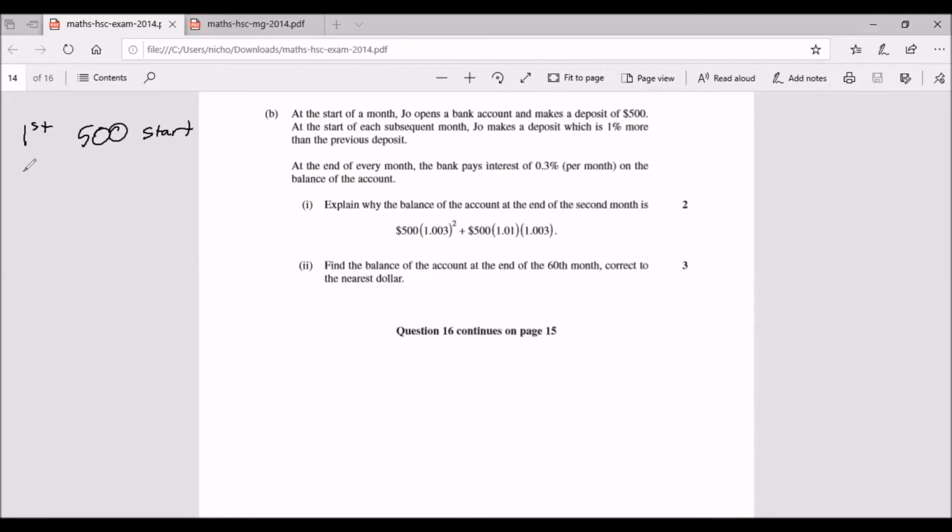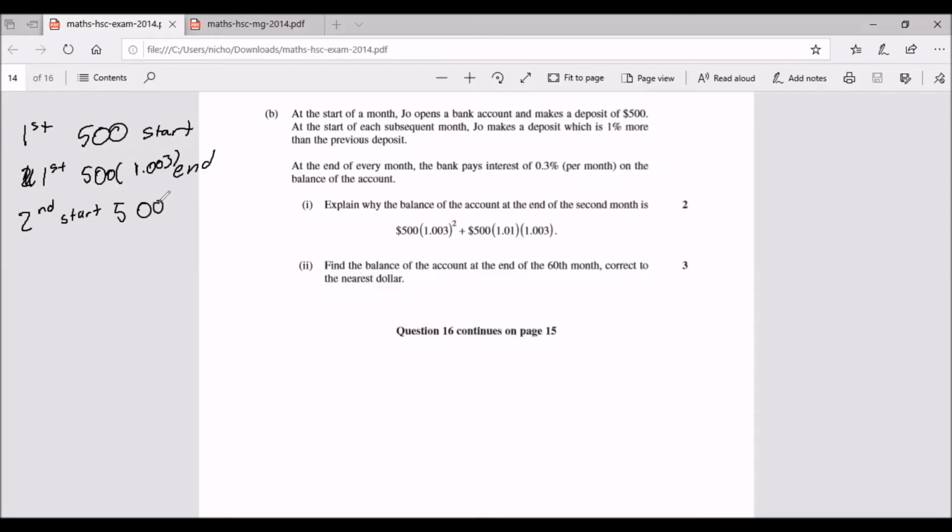And then at the first end, it'll be $500 times 1.003, right? Because it's 0.3% on top of the 500. And then what does he do at the start of the second month? He adds a deposit. He times that by 1.01.